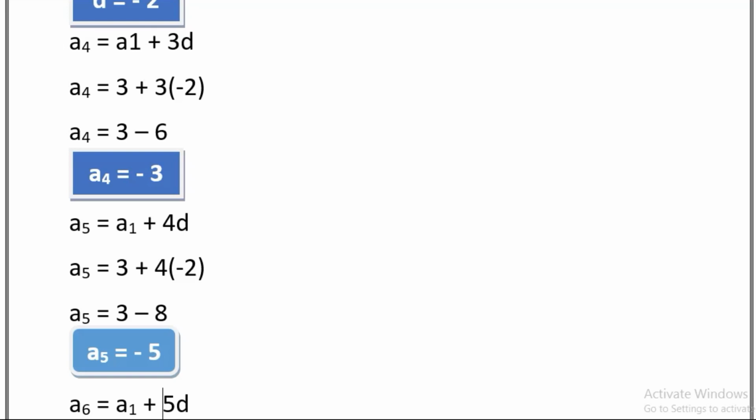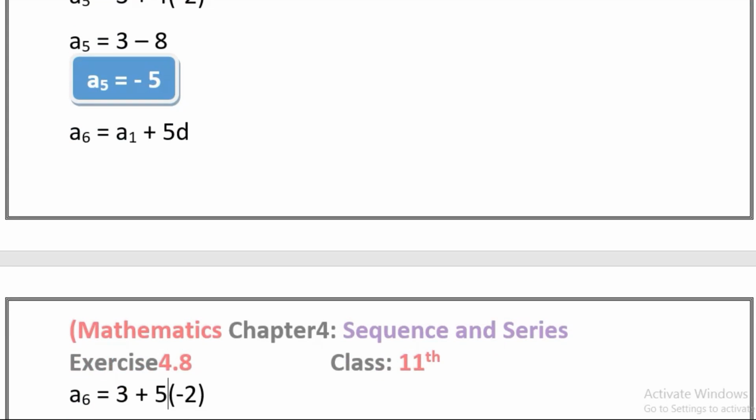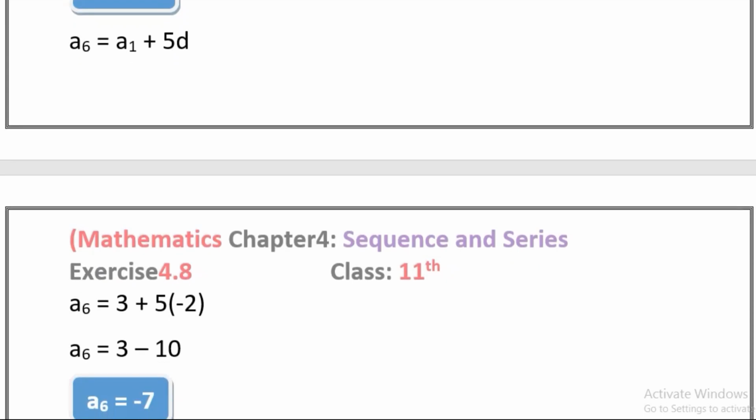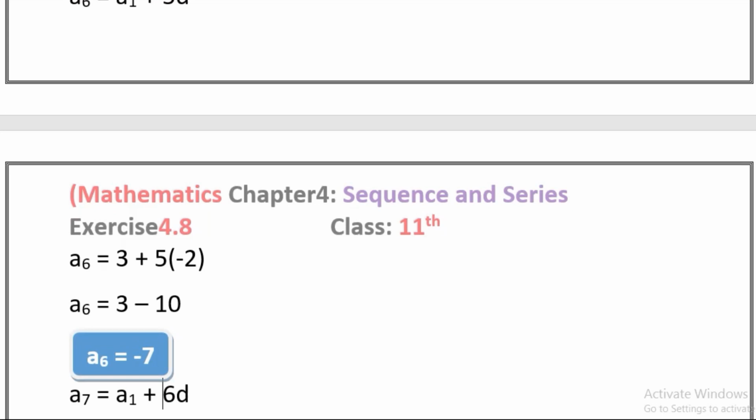Next we find the sixth term, that is a6, which can be written in the form of a1 + 5d. By putting the values, the first term a1 is 3 plus 5 into d, where d is equal to -2. 5 times -2 is -10, and 3 - 10 is equal to -7. So a6 is equal to -7.